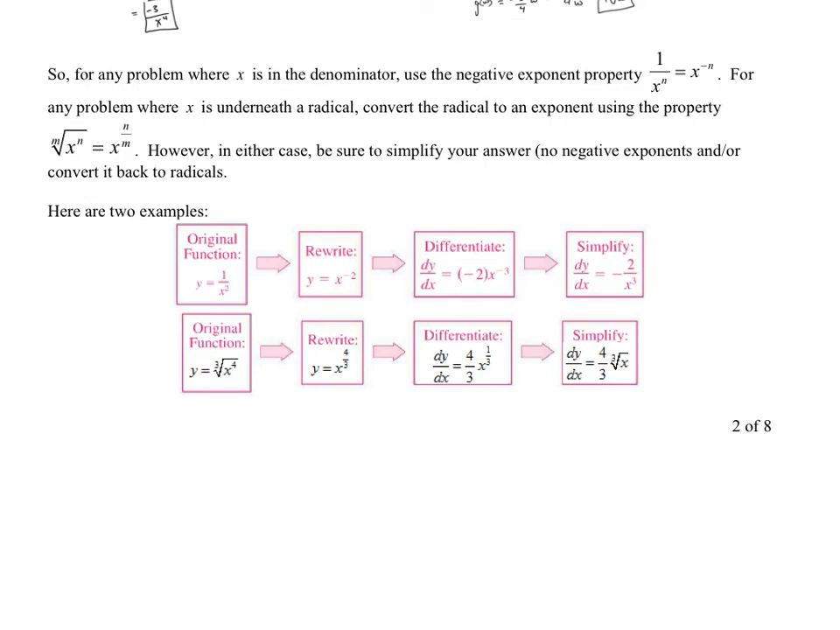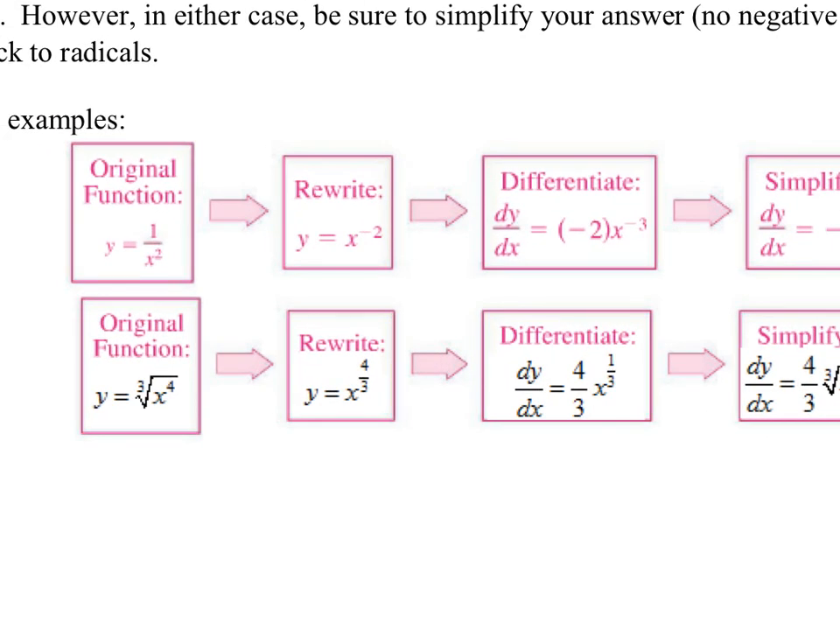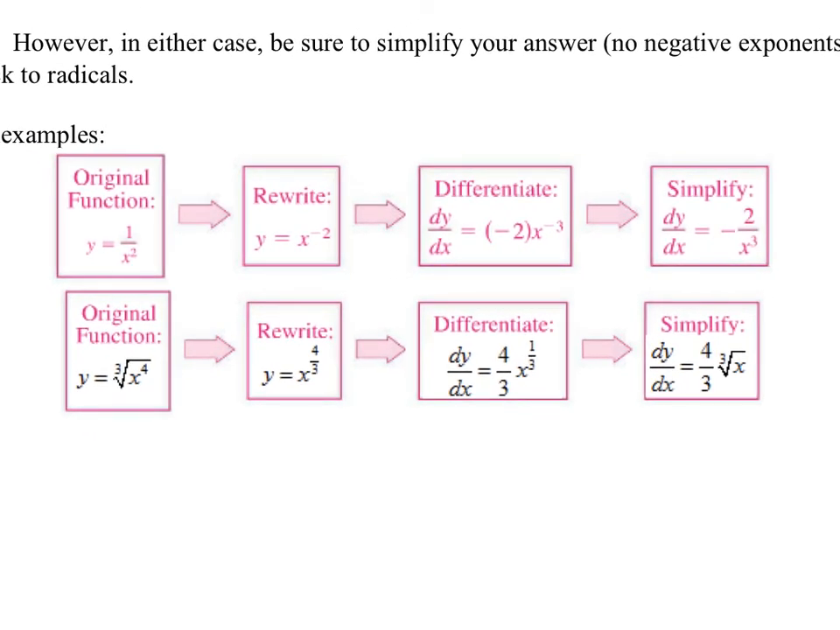How would you handle finding the derivative of 1 over x squared? Move it to the top. That'd be x to the negative 2. Now you can use the power rule. Drop the power, subtract 1. But then you have to remember you can't have a negative exponent in your final answer. So you have to do that one last step of flipping that x cubed back to the bottom.